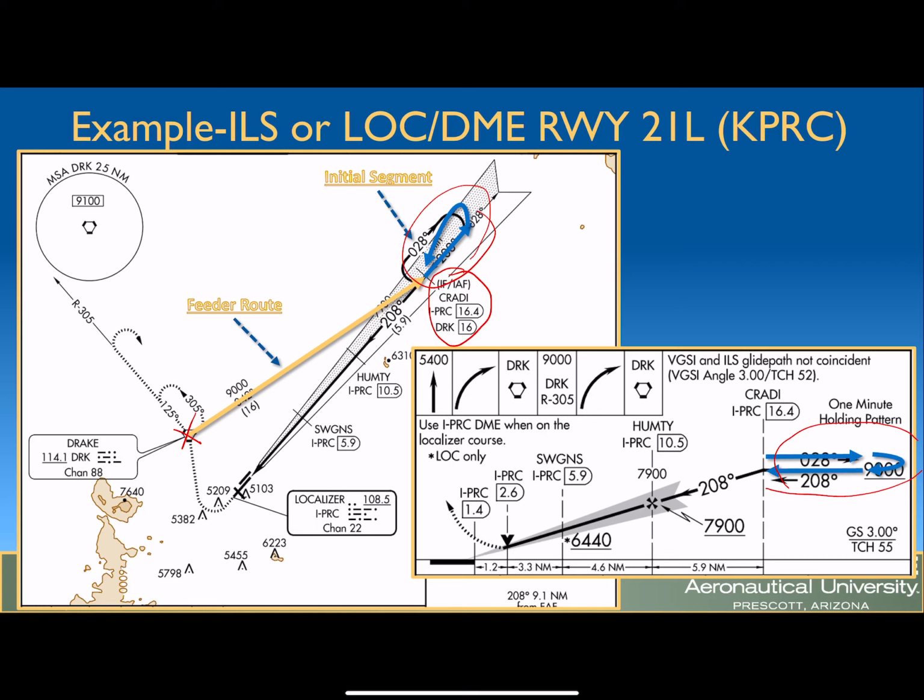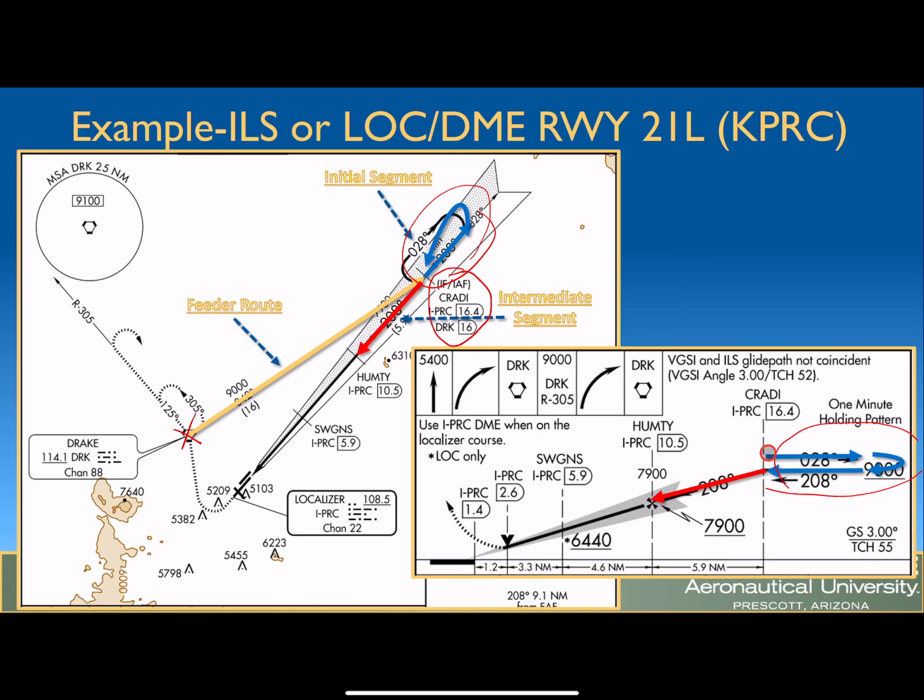So we did our procedure turn, our hold in lieu of a procedure turn. We did our course reversal. So now we're heading the appropriate direction. We're now moving away from our initial approach fix. Now we're on the intermediate fix.